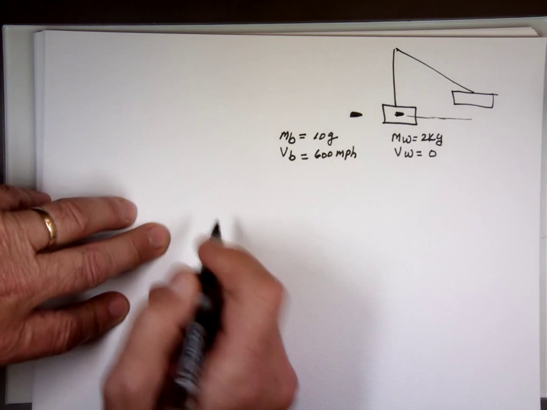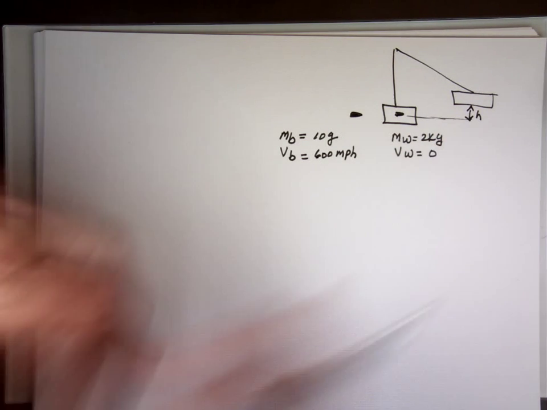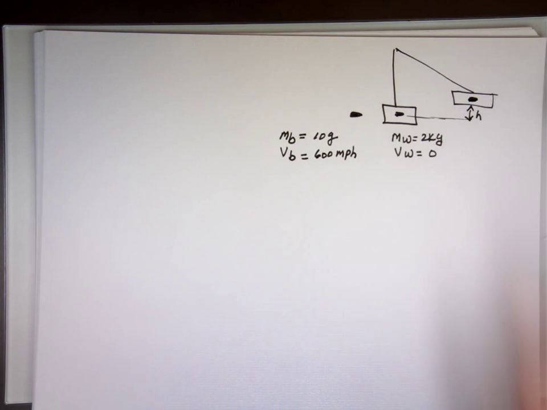And the question: how high did it go? What's the height of that? And the bullet's still inside it. So traveling through that piece of wood, the piece of wood attached to a string, the string moves forward with the block and the bullet stuck inside it. This is actually 2 problems in one.